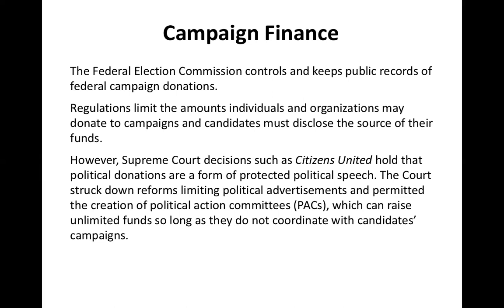So there is an important Supreme Court decision known as Citizens United that holds that political donations are a form of protected political speech because you're putting your money where your support is. The court has struck down reforms limiting political advertisements and permitted the creation of political action committees, which are organizations that can raise unlimited funds as long as they do not coordinate with the candidates' campaigns. So that'll be more of a policy-based issue or just something not unique to the individual. So they have the State of America Political Action Committee. They have the Gun Rights Political Action Committee, things like that.